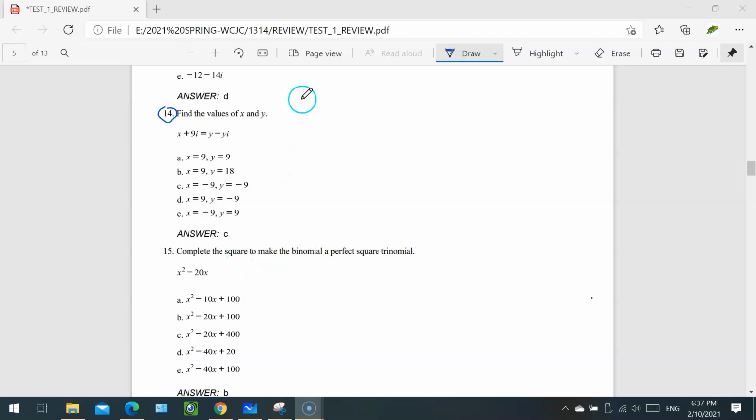I'm going to show you some of the questions from your review. Number 14, find the value of x and y. x plus 9i is equal to y minus yi.